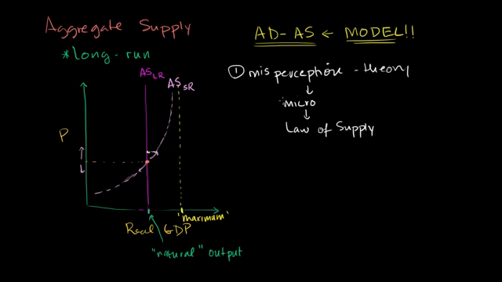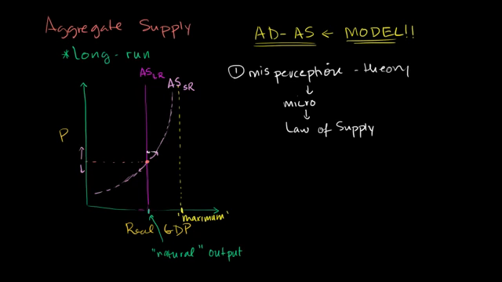Remember, I'm just talking about one actor, but this might be true of many, many actors acting in aggregate. So as a whole, they might want to increase productivity, and then when they realize that in real terms they're actually not making any more money and that this isn't sustainable, they'll go back to their natural level of output.